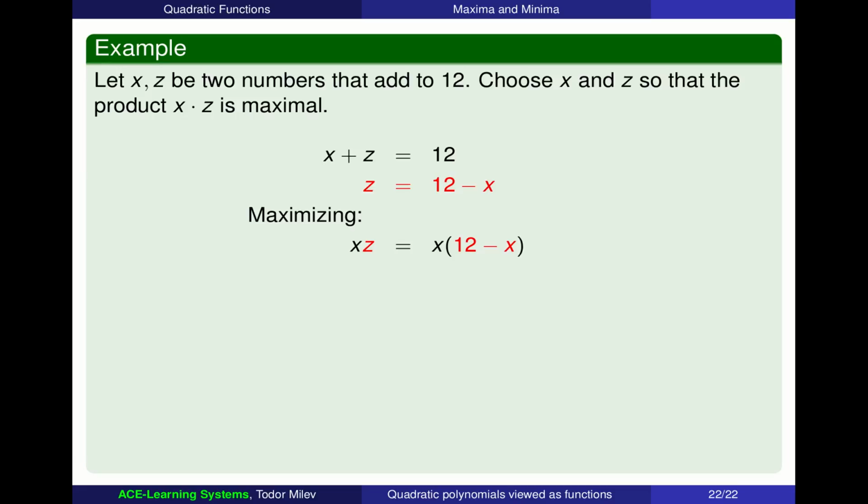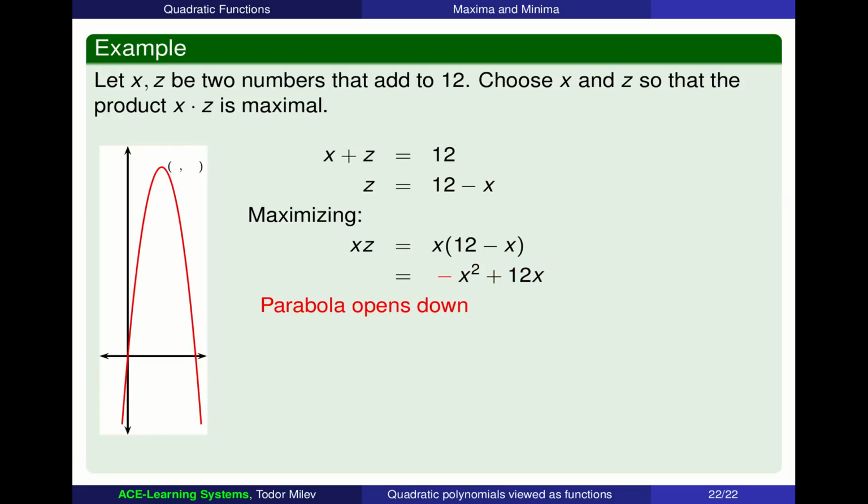So let's uncover the parentheses. X times negative x is negative x squared, and 12 times x is 12x. So I'm trying to maximize the function negative x squared plus 12x. But that is a parabola, a parabola which opens down, right? Because its leading coefficient is negative 1. Negative x squared is in fact negative 1 times x squared. So the leading coefficient a is negative 1, so the parabola opens down.